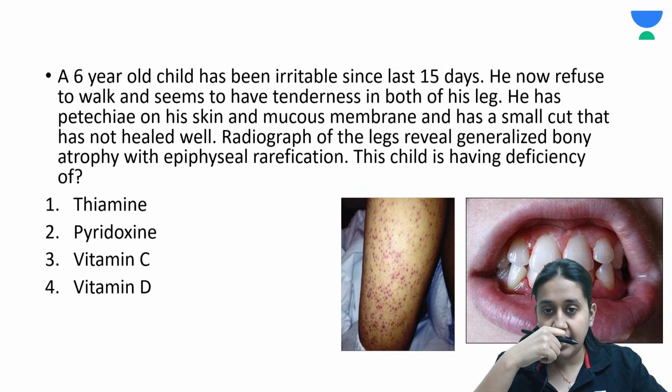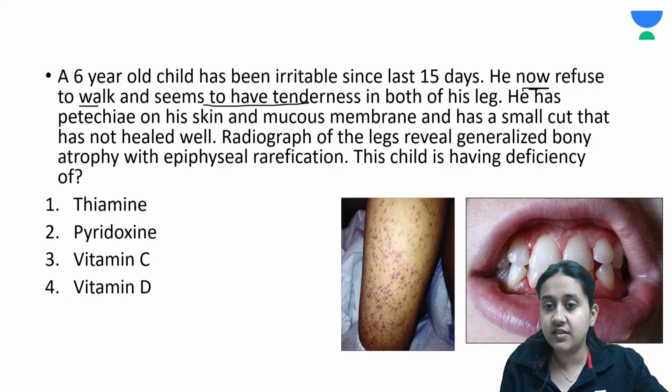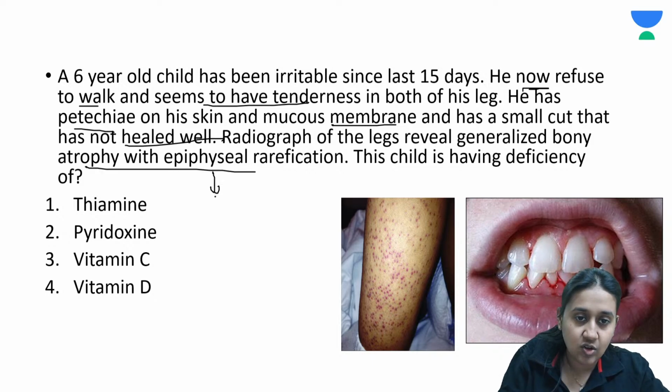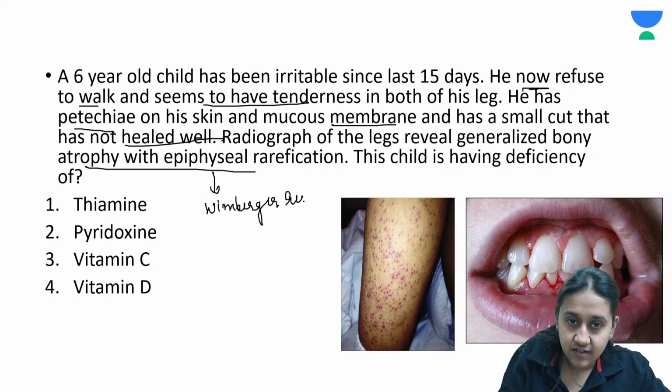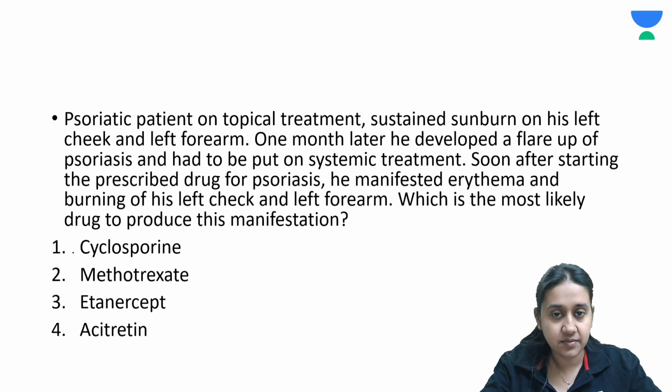Now we have a 6-year-old child with irritability since 15 days. He refuses to walk and seems to have tenderness in both legs. He has petechiae, the mucous membrane is bleeding and healing is improper. X-ray shows atrophy of the epiphyses. What is the sign called? This is Wimberger ring sign, very classical of scurvy. Wimberger ring sign of scurvy. Next.